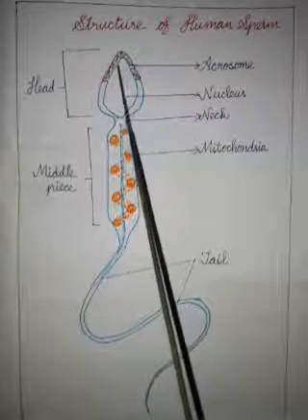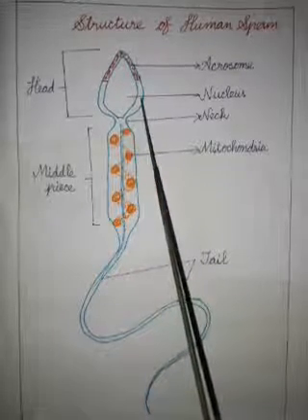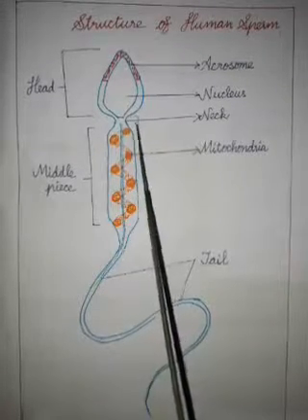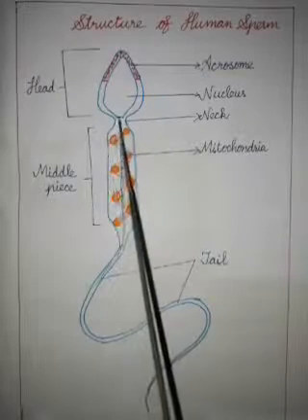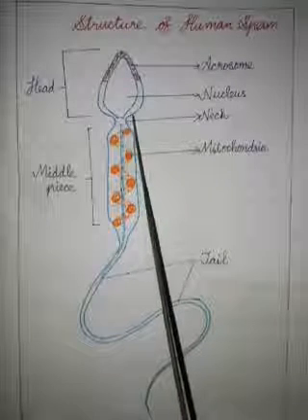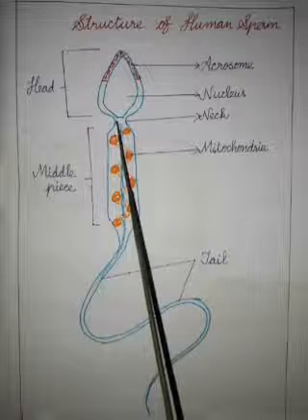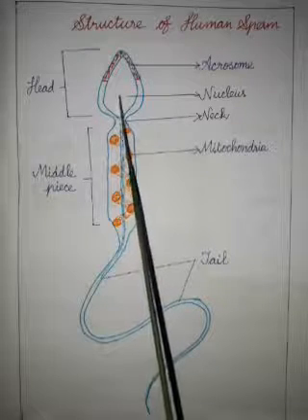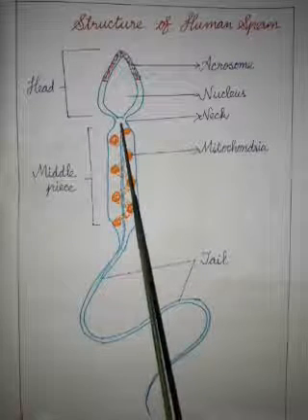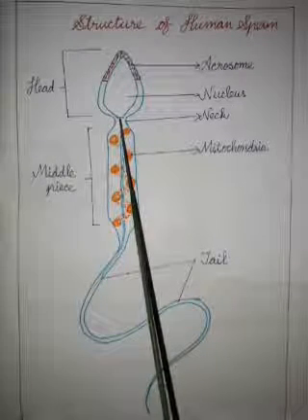So the nucleus is flat and oval. In between the head and the middle piece we have a short neck. The neck contains a proximal centriole towards the nucleus, which helps in the division of the zygote. So the proximal centriole will be helping the fertilized zygote to divide.